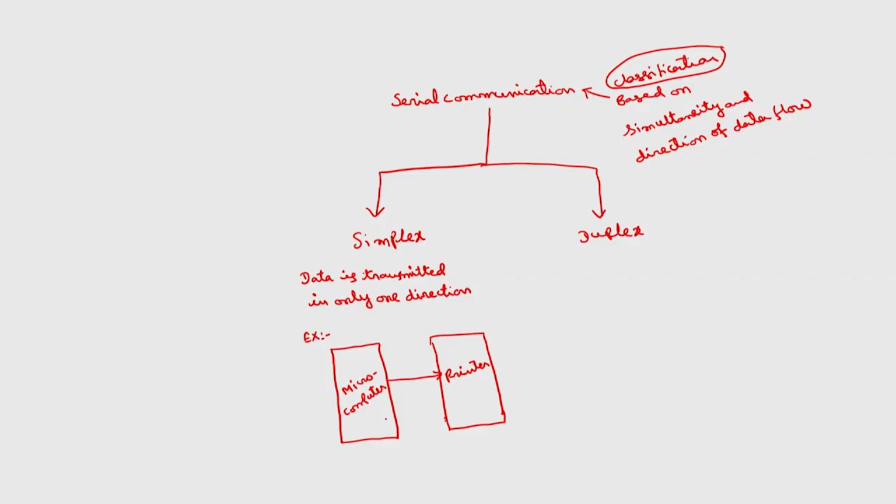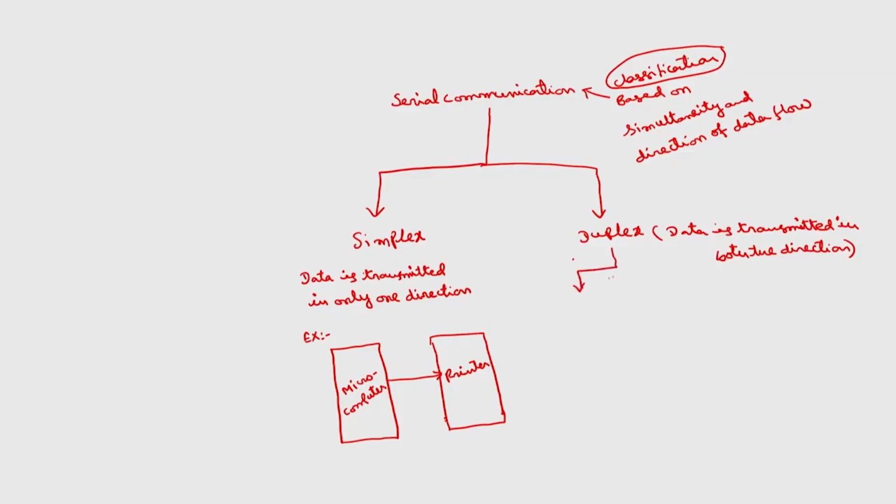The second one is duplex. Duplex means data will be transmitted in both directions. But again, in both directions, it depends on whether simultaneous data transfer takes place or at any time only one way is enabled. Again, we have two types of duplex: one is called half duplex and the other is full duplex.